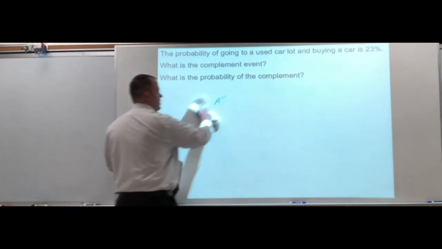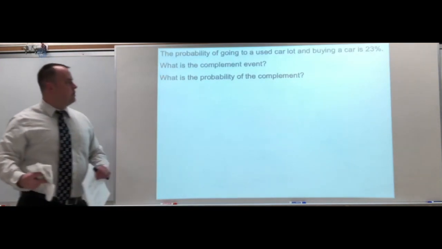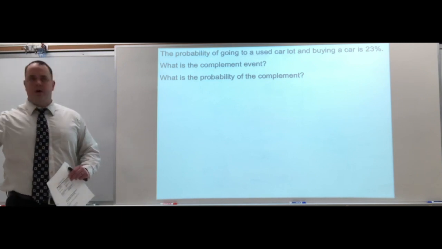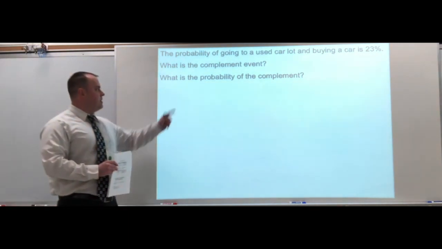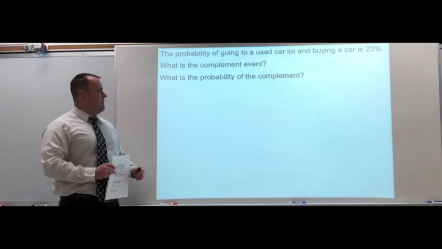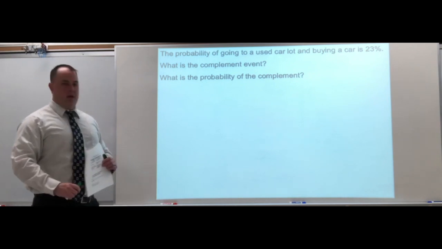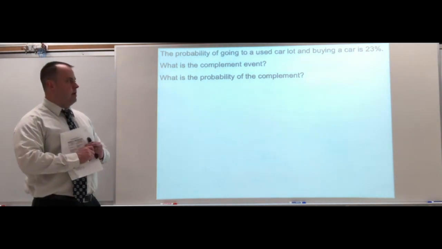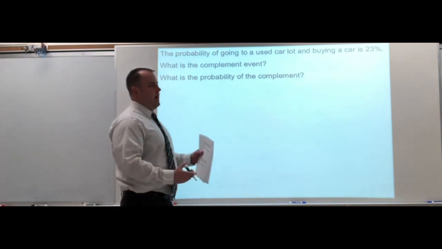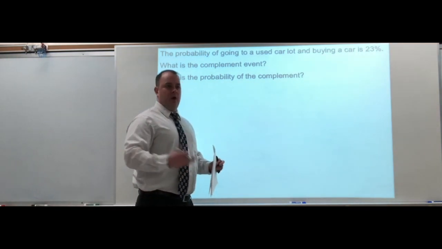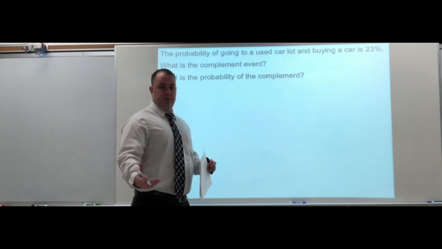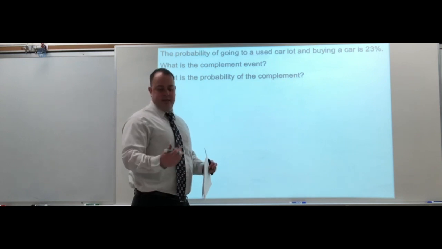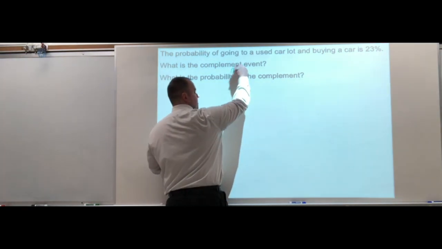So the example we're going to be looking at: the probability of going to a used car lot and buying a car is 23%. Questions I'm asking are, what is the complement event and what is the probability of the complement? Well, the complement event, the event we're looking at is buying a car. So if going to the lot and buying a car is the event we're looking at, the complement of that is not buying a car. It's that simple.